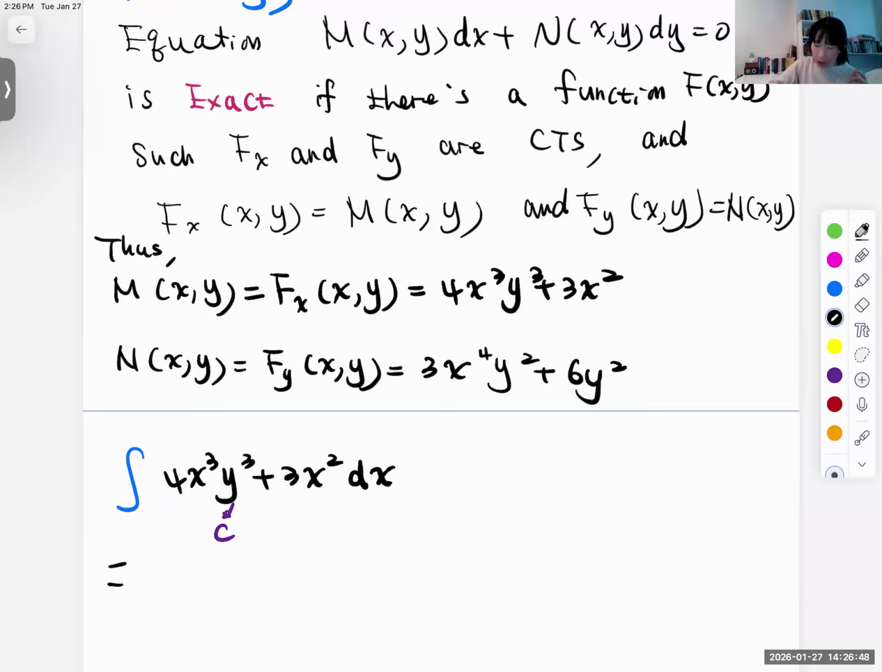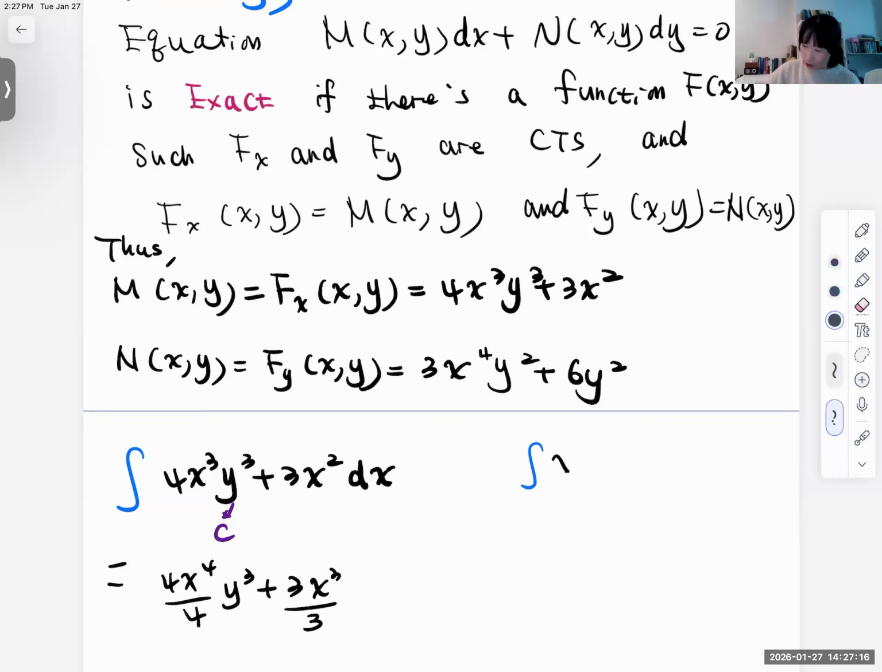Okay, so then 4x to the fourth power over 4, y is constant, y to the third power plus 3x to the third power over 3, right? Okay, good. Now we do partial, no, I'm sorry, antiderivative, 3x to the fourth power y squared plus 6y squared dy, right? Okay.